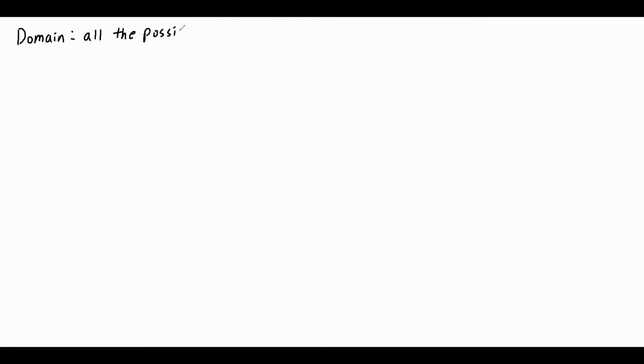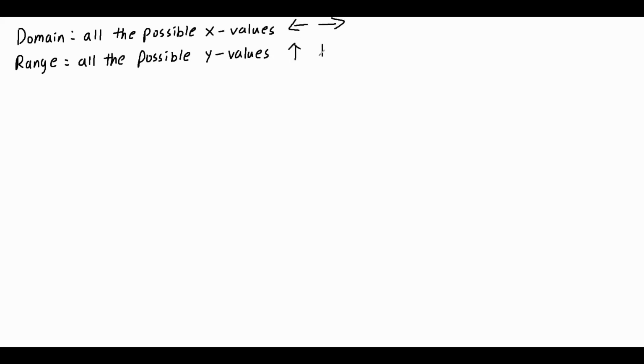A domain is all the possible x values. Range is all the possible y values. When we talk about domain, think of left and right, and up and down for range. First, let's talk about domain and range for a linear graph.